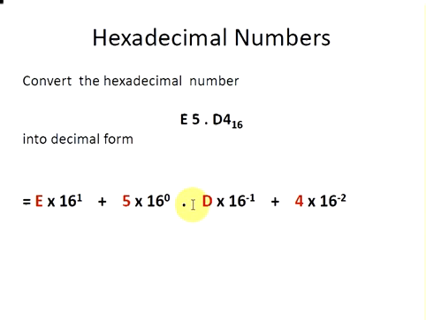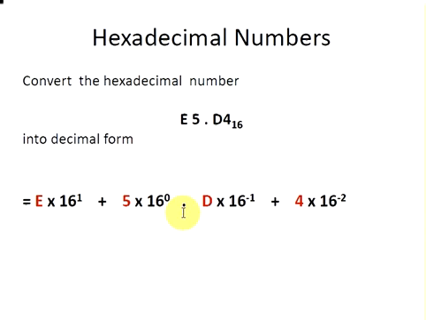Towards the right-hand side of the radix point, we go minus 1 here, minus 2 here, and again, if we were to continue, minus 3, minus 4. So that's why we have 16 to the power of 1, 16 to the power of 0, 16 to the power of minus 1, and 16 to the power of minus 2. Again, these are the positions relative to the radix point.